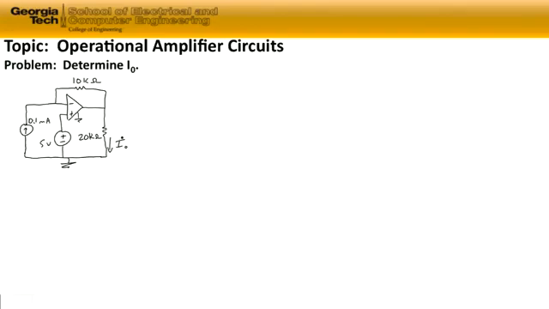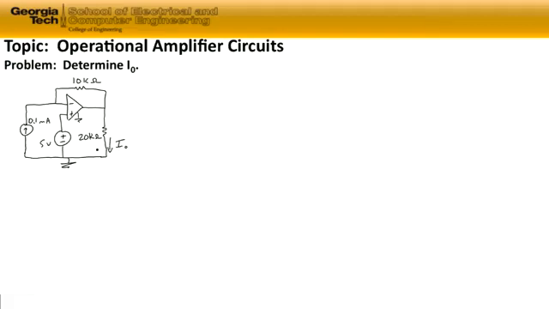It has an independent current source and an independent voltage source along with two resistors, a 10 kilo ohm feedback resistor and a 20 kilo ohm load resistance. I out is measured as the current through the 20 kilo ohm resistor.